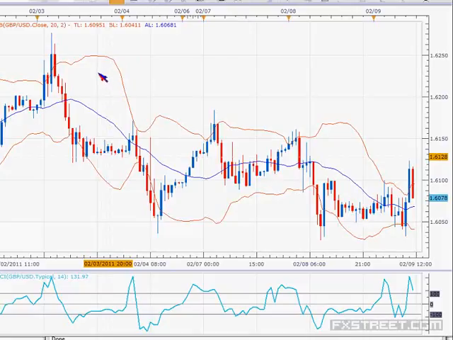And this is just the standard 20 and 2 setting. And you can see here that as we start to get many small candles together, the Bollinger Bands begin, try saying that 3 times fast, the Bollinger Bands begin to contract. And then, boom, we get an increase in volatility. The candles begin to widen out, and then the Bollinger Bands widen out.